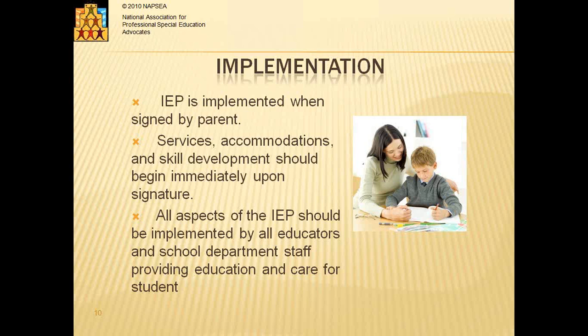Implementation. The IEP is implemented once it is signed by the parent. So just because they've written it up and given it to you doesn't mean that your child automatically begins to get those services. You must actually sign and agree with it. If you disagree with it, there are some other options for you, but for now we're just going to say that you have to sign it to get the services in place. Once you sign it, the services and accommodations and skill development should begin immediately. All aspects of the IEP should be implemented by all people providing services to your child, everybody in the special education and the school staff who's working with your child.